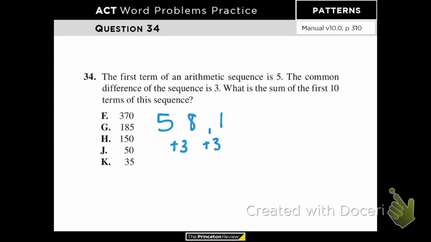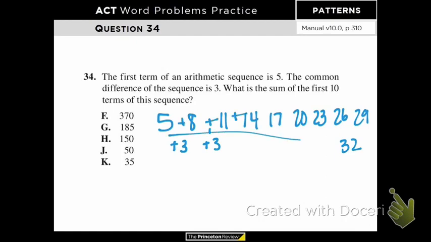Add 3 again, that gives us 11, and so on. So we're just going to keep repeating this to find our next numbers here. 20, 23, 26, 29, and then 32 is our last one. Sorry, I ran out of room. And then it's just asking what is the sum of those. So then I just need to go back up and add all of these together. I would just use your calculator. You should get G, 185.